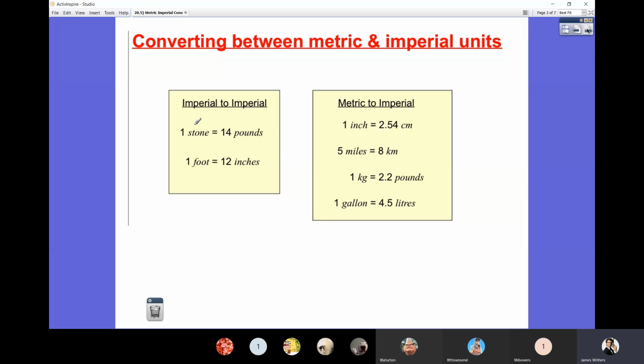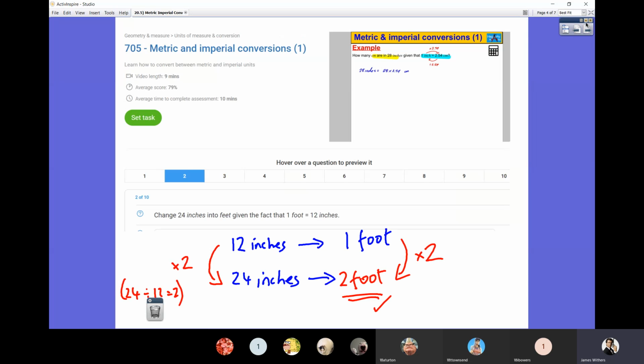Okay. So we're going to do Hegarty 705. I've just done a selection of questions for you to have a look at. Easy enough here. This is question 2. Change 24 inches into feet, and they tell you that 1 foot equals 12 inches. So just write that down to gather your thoughts. Start off with the bit where it's got the equal sign. So 12 inches equals 1 foot.